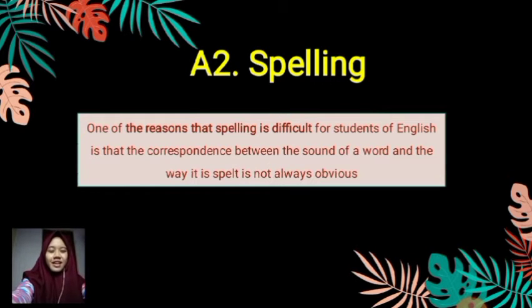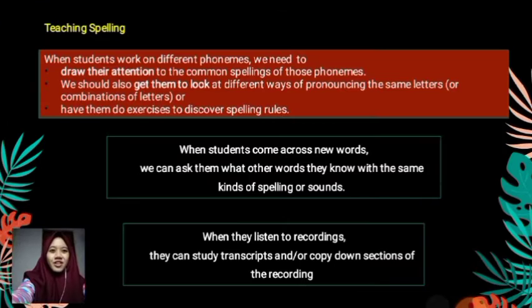The next is spelling. One of the reasons that spelling is difficult for students of English is that the correspondence between the sound of a word and the way it is spelled is not always obvious. So, in teaching spelling, when students work on different phonemes, teachers need to draw their attention to the common spelling of those phonemes. Teachers should also get them to look at different ways of pronouncing the same letters or combinations of letters, or have them do exercises to discover spelling rules.